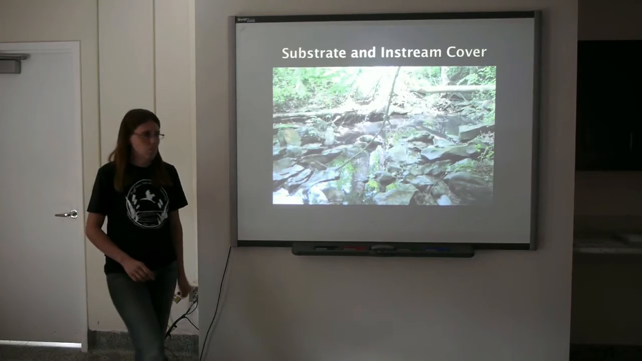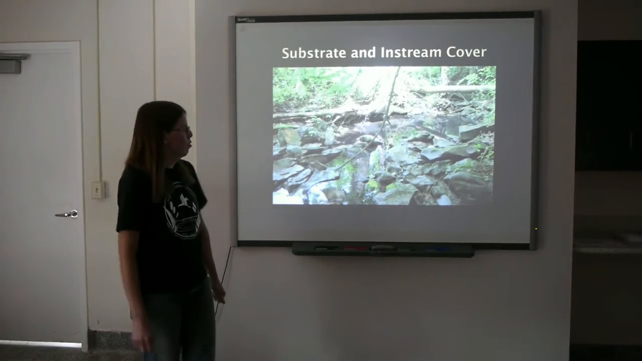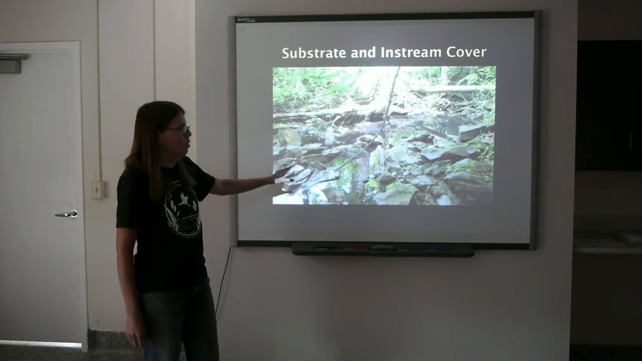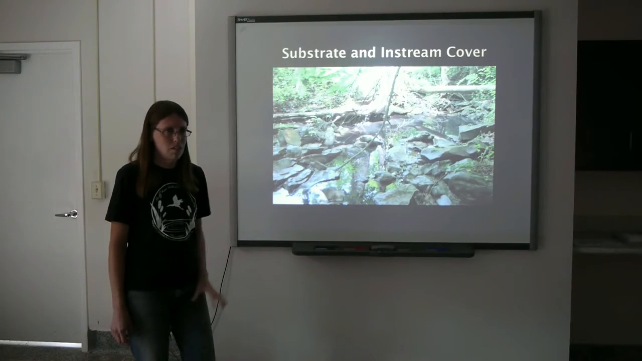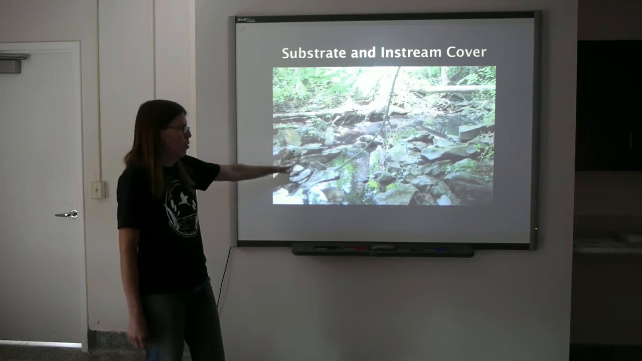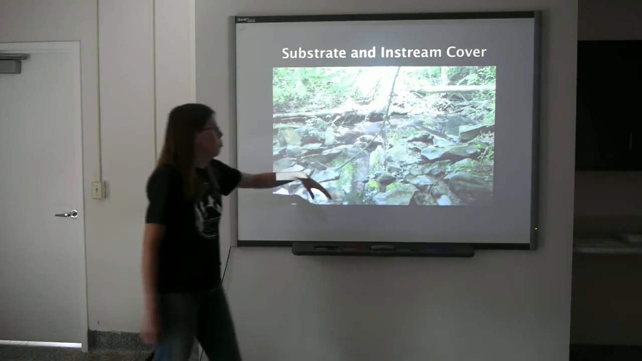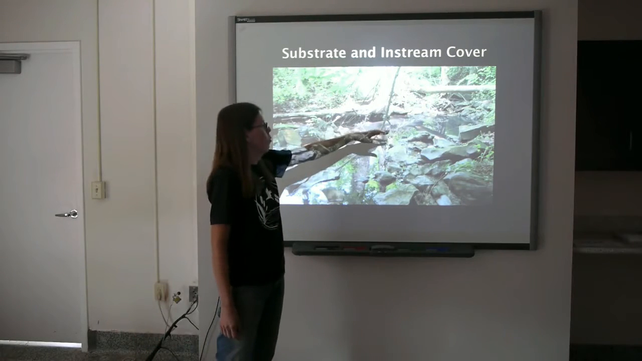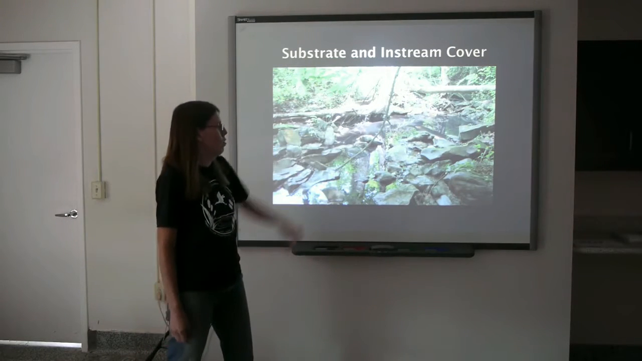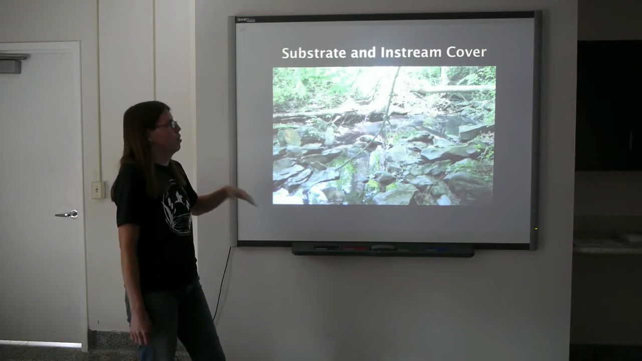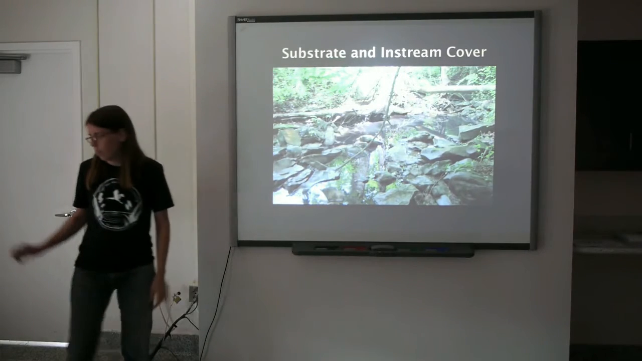This picture here shows substrate as well as in-stream cover. This one is not a stream that we typically see in southeast Ohio. Lots of big rocks. You've got boulders, you might have some bedrock along the stream bottom. You have undercut banks, root wads, overhanging vegetation. There's a lot of cover, a lot of habitat right here.